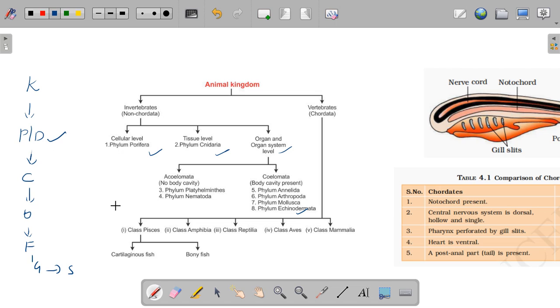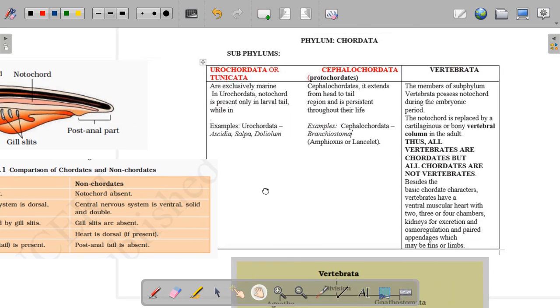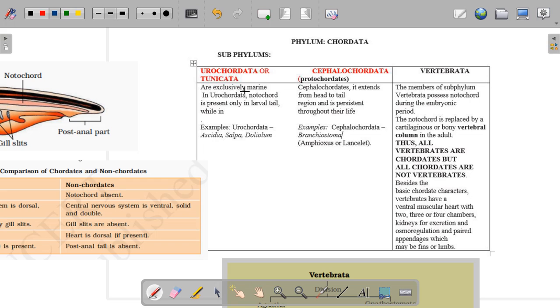But in Chordata, the content that has been given in our textbook has subphyla also. There are three subphyla. One is called Urochordata, Cephalochordata, and Vertebrata. These two, however, need not be studied in depth, but we need to study all the content that is related to subphylum Vertebrata.